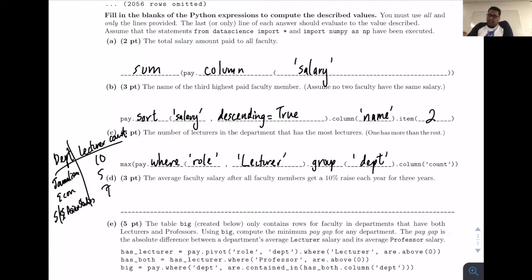So then dot column count is just going to take this column here, which will just have all the numbers of lecturers that each of the departments have, and if we take the max of that, that will tell us the number of lecturers in the department that has the most lecturers. It's not going to tell us the department name because we're just taking the column count. We're not keeping track of the department as well. We're just going to find the number of lecturers in the department that has the most lecturers. So that's kind of how we approach problem C.